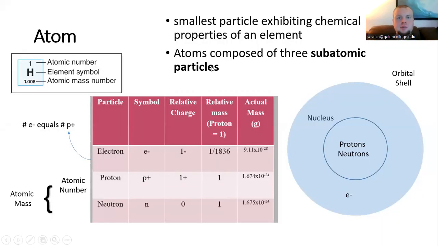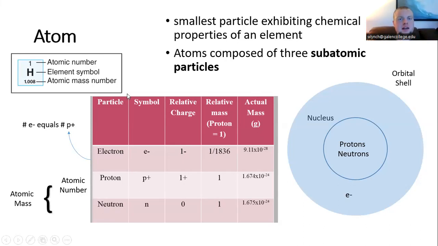So we mentioned the subatomic particles previously. We had the electron, the proton, and the neutron. As we can recall, the electron has a negative charge, the proton has a positive charge, and the neutron has a neutral charge. The electron's mass is very small compared to the proton and the neutron. This means that it's negligible as far as the mass is concerned. So as we can tell here, the relative mass is 1,836th of a proton or a neutron.